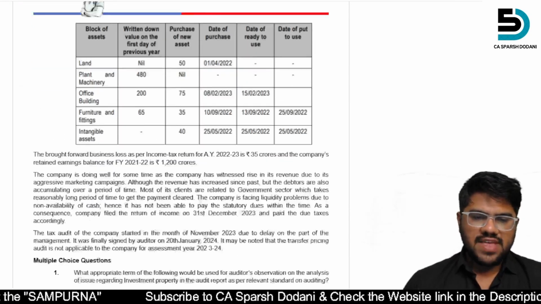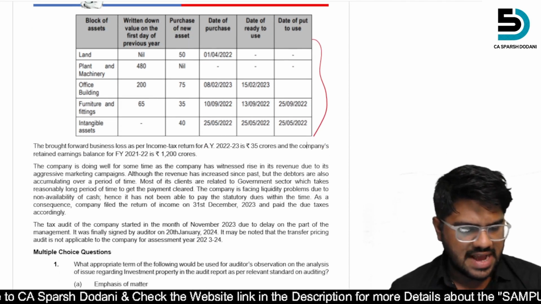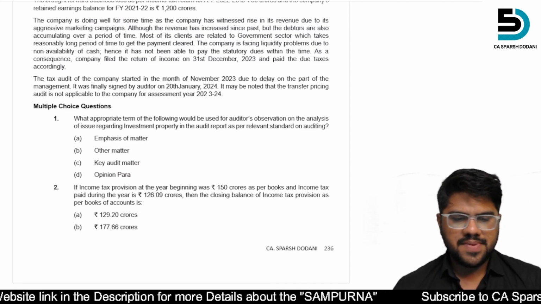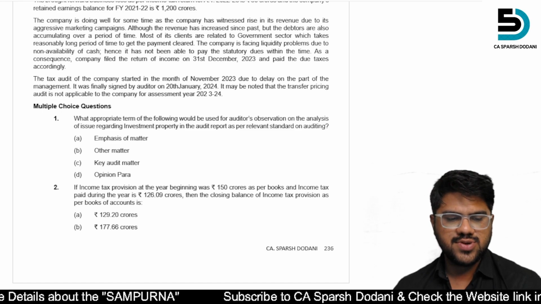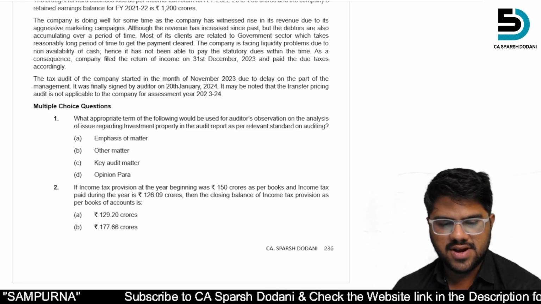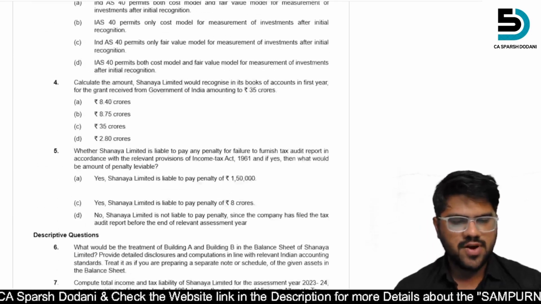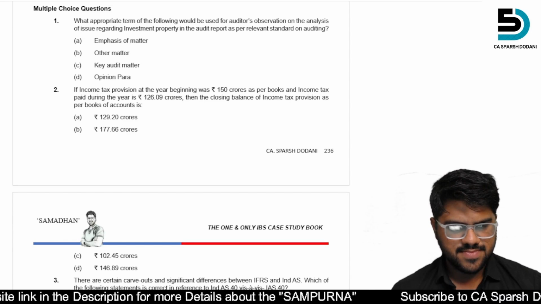Then these are the blocks of the asset as per the given date of ready to put to use. You know what to do with that. Then what appropriate term would be used for the auditor's observation on the analysis of the issue regarding investment property in the audit report as per the relevant auditing standards? So what you have to do, you know that. Let us jump on to the first Ind AS question part.